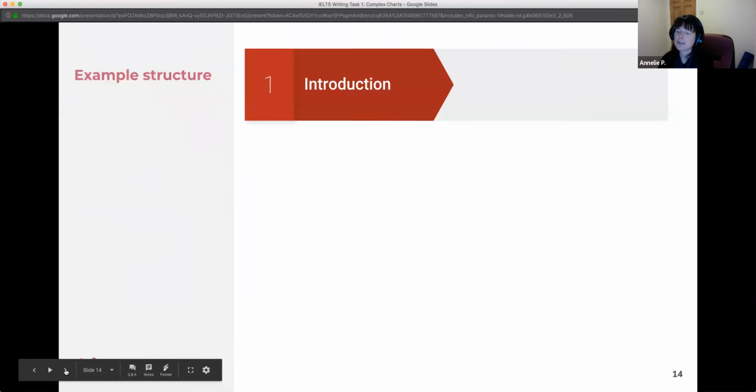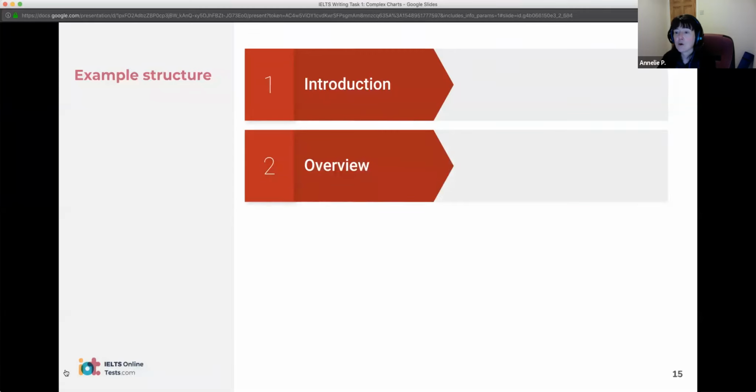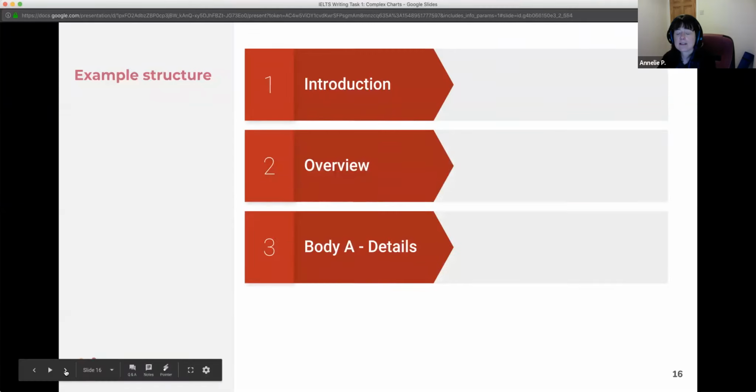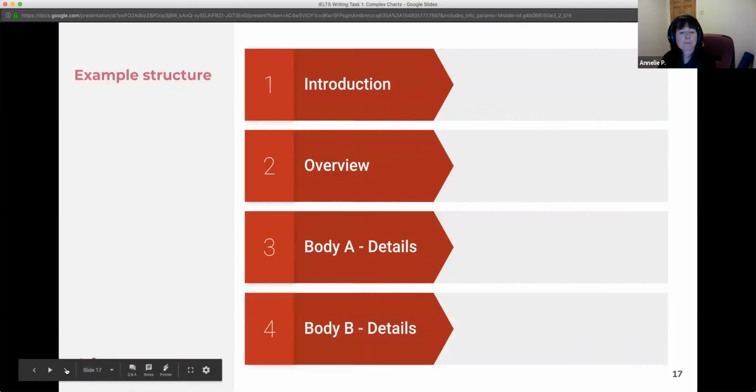Okay. All right. Okay. So let's have a look at the structure. So as we said before, there's 3 parts to the task 1. First part is the introduction or the introductory sentence. Then we have the overview. And then we have the body with the details, okay, which you can divide up into maybe 2, maybe 3 different paragraphs, okay. So in this case, we're going to divide it into 2, body A and body B, okay. So what are we going to put in the introduction?